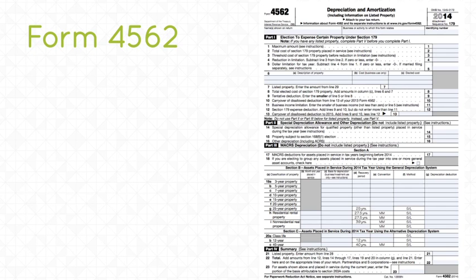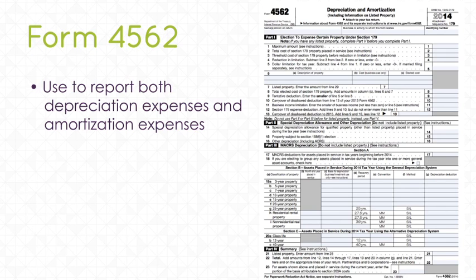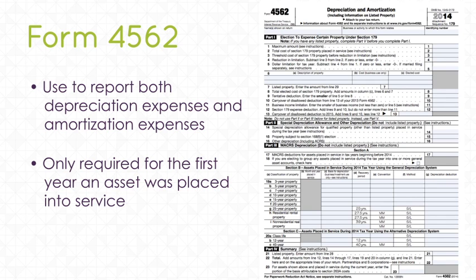Form 4562, Depreciation and Amortization, is used to report self-employment depreciation and amortization expenses with your Schedule C and personal tax return. Form 4562 is only used in the year depreciation or amortization first begins for the assets. So the year you place these assets in service, you will need to report on Form 4562.